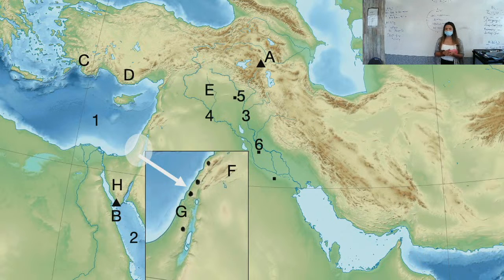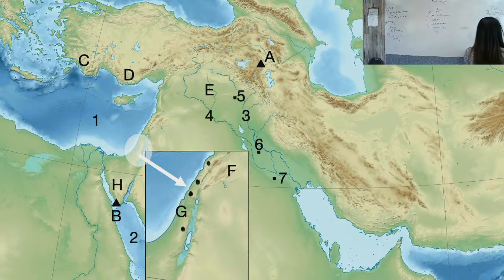Number 6, we all know what that one is. What city is that one? Olive? Babylon. Okay. What is that next city, Cameron? Number 7. It's one of the most important cities in Sumer. Ur. There you go. Ur. Number 7 is Ur. Okay, let's continue on with the map.